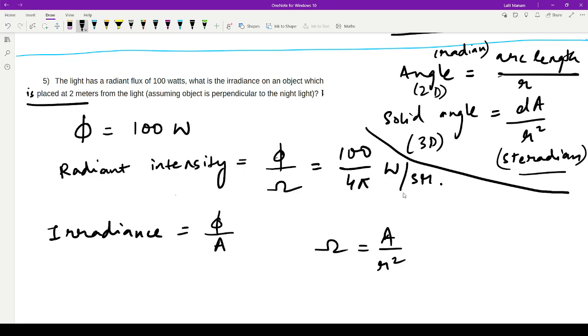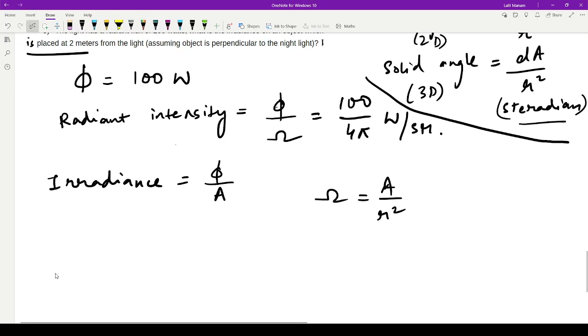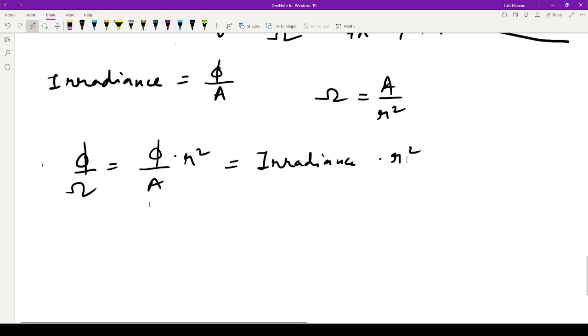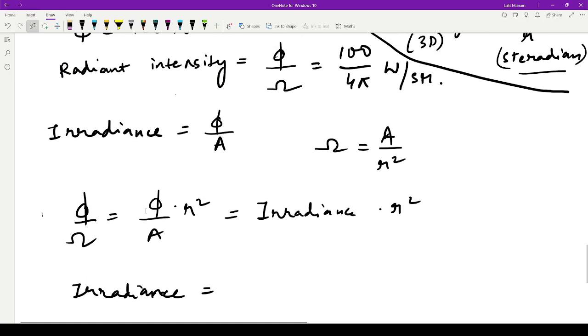Is it fine? So with this, someone said that relation. Can you get the relation? What does it mean? So phi by omega is what? Radiant intensity, which is phi by A into r square. And phi by A is what? Irradiance, into r square. So you get a new formula out there. Irradiance is radiant intensity by r square.